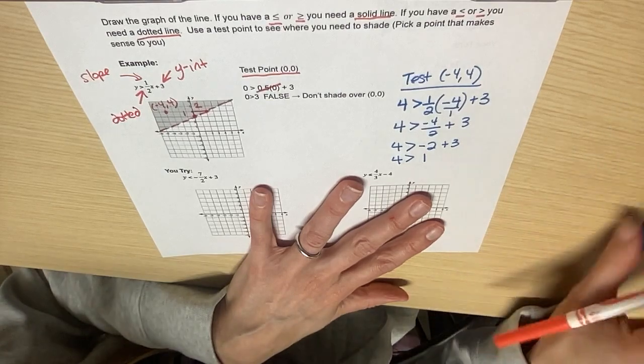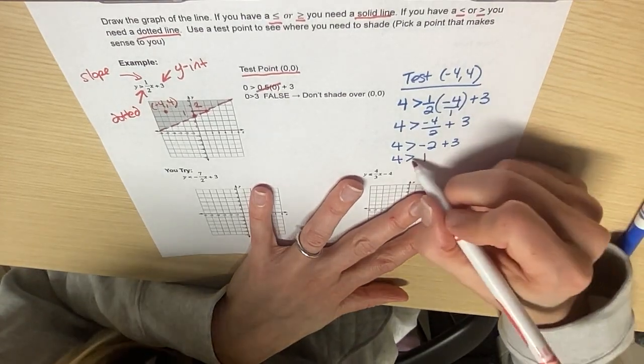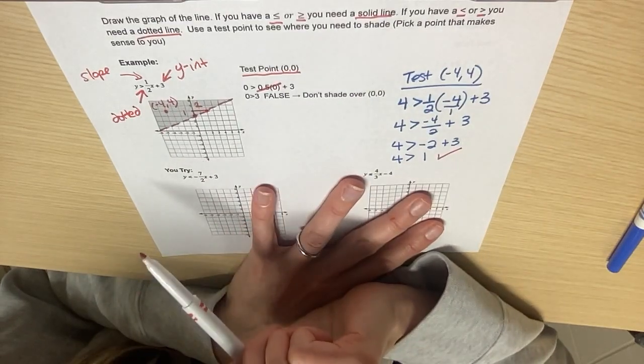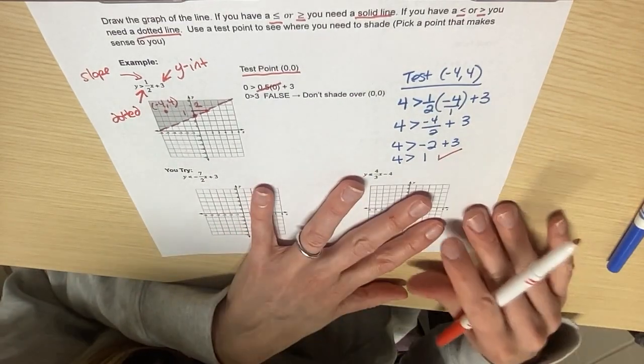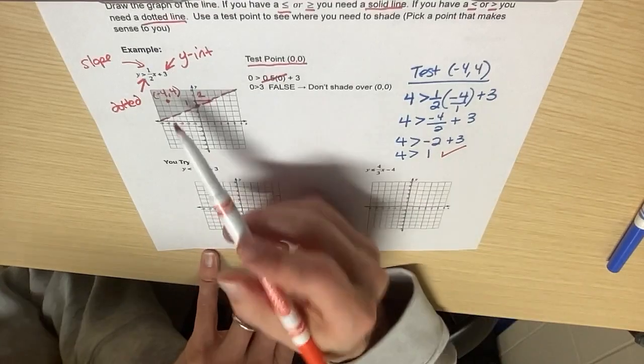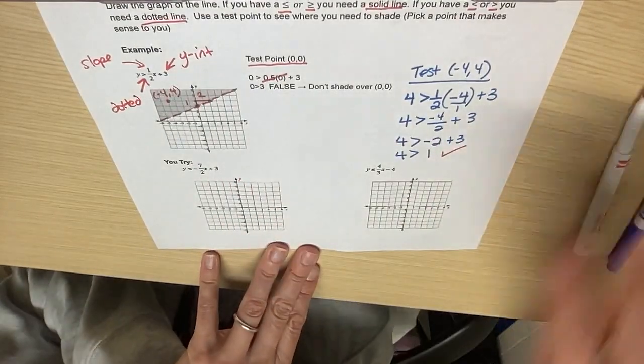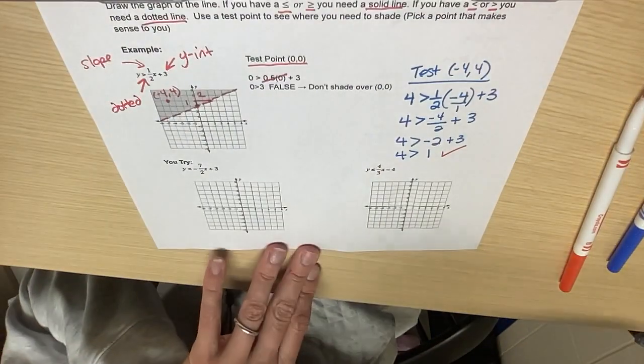And the question is, is this inequality true? Is 4 greater than 1? Yes, it is. And so that's why it's included as a solution in this inequality. Every single point in this shaded area could be subbed into the original inequality, and the inequality would be true.